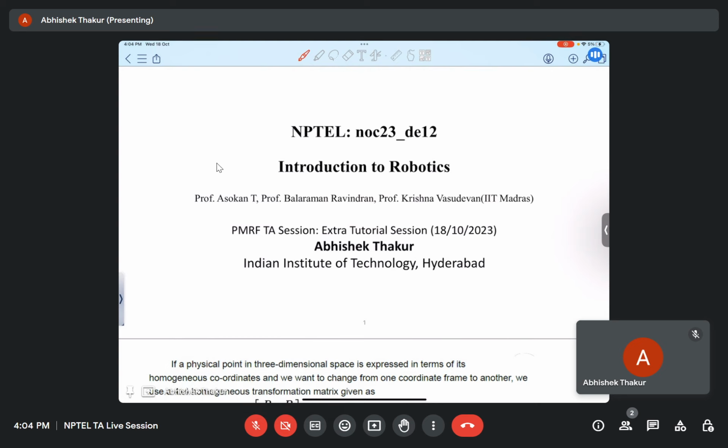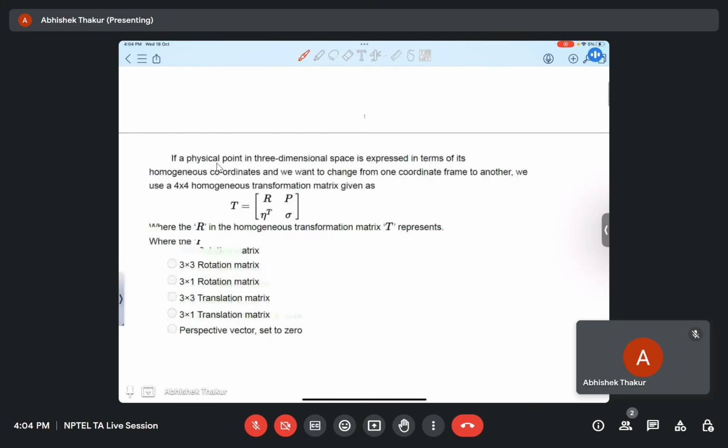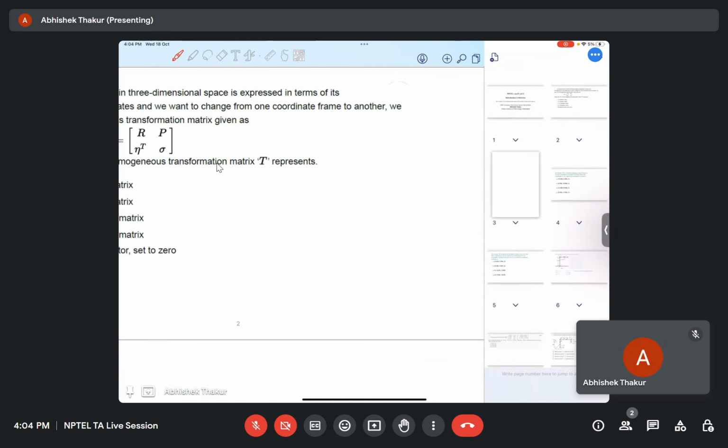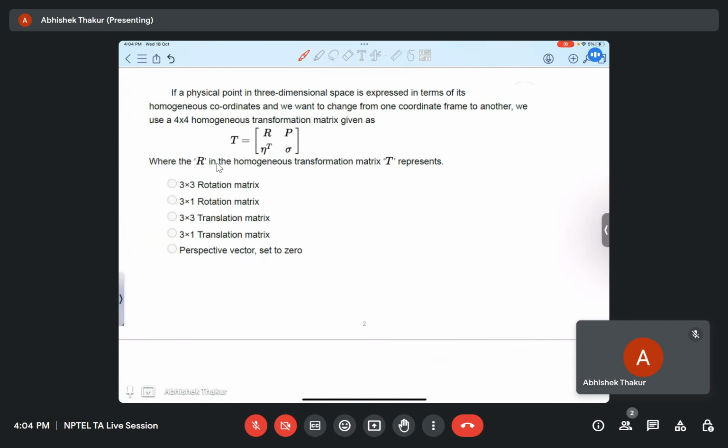First we'll solve a few questions from week one, which is based on the transformation of one coordinate axis to another coordinate axis. The first question is: if a physical point in three-dimensional space is expressed in terms of its homogeneous coordinates, we want to change from one coordinate frame to another. We use a 4 cross 4 homogeneous transformation matrix, where R is the homogeneous rotation matrix.